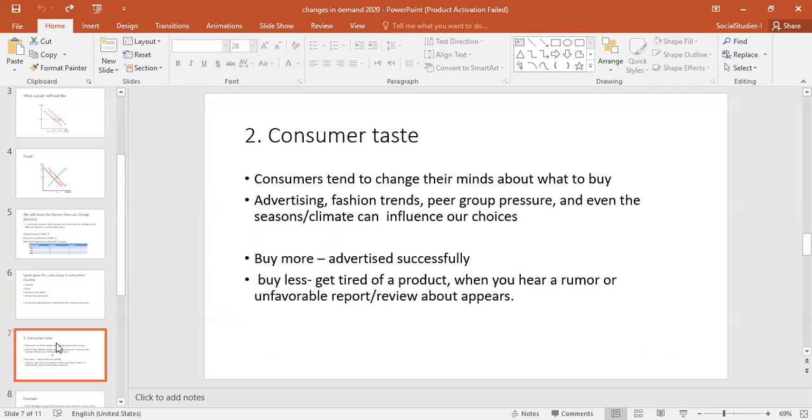Remember, price is not the factor. It's consumer taste. Okay, and what is consumer taste? Consumer taste is basically your opinion and how you feel about certain things, or what your mindset is towards different things. Usually here, when we discuss consumer taste, we're talking about trends that occur that can change your mind about what to buy. All right, and a lot of factors factor into consumer taste.